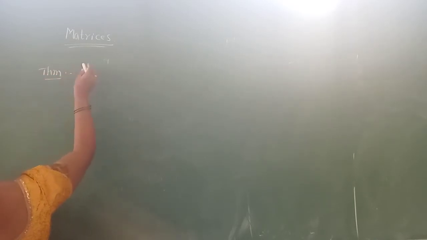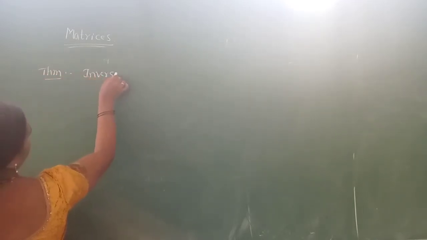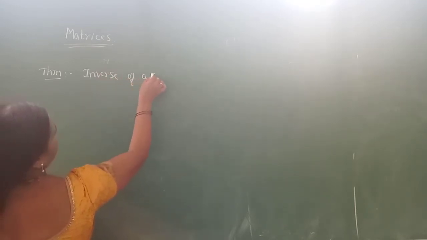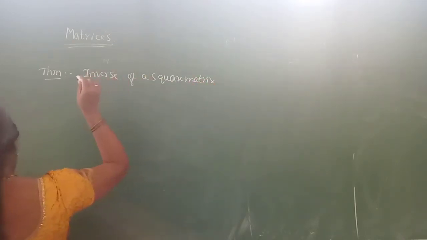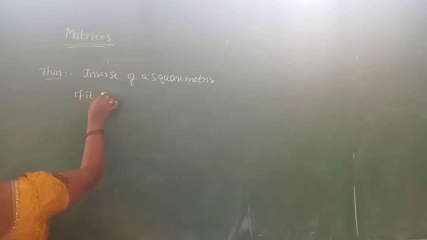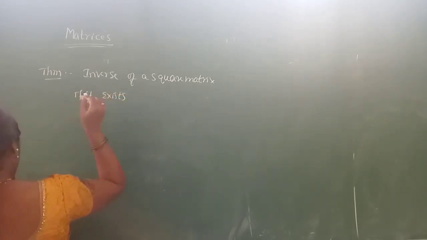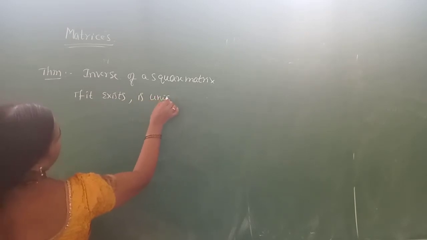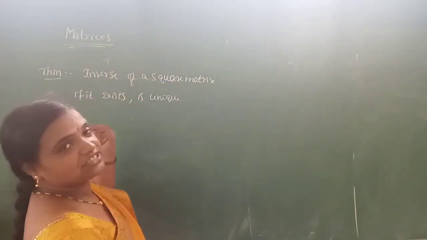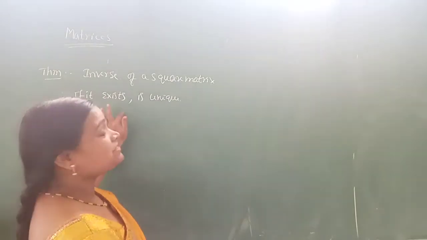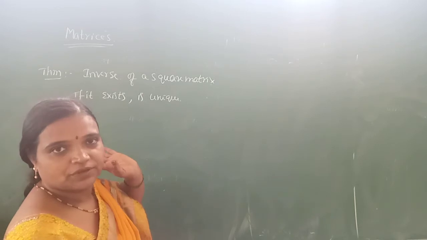First one mentioned: inverse of a square matrix, if it exists, is unique. What is mentioned here? Inverse of a square matrix, if it exists, means it is unique. We have to prove this.